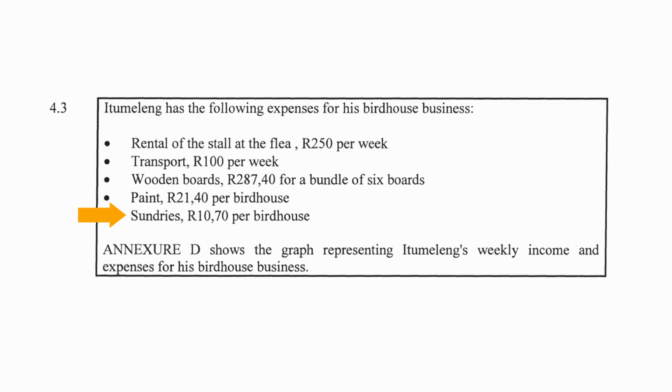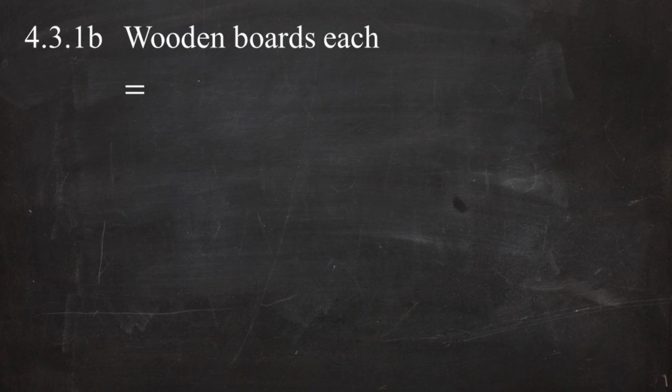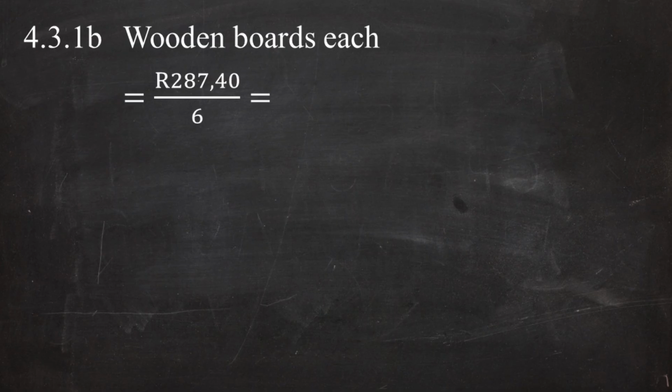It's different from a fixed expense like the rent for his stall at the flea market or the cost for transportation, which he has to pay every week no matter how many birdhouses he makes. Now, for the wooden boards cost, the total cost for a bundle of 6 wooden boards is 287 Rand 40 cents. To find the cost per board, we divide the total cost by the number of boards in a bundle. So the cost per board equals the total cost for a bundle of 287 Rand 40 cents divided by the number of boards in a bundle of 6, and this equals the cost per board of 47 Rand 90 cents.